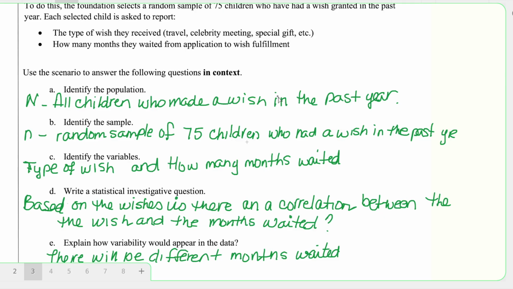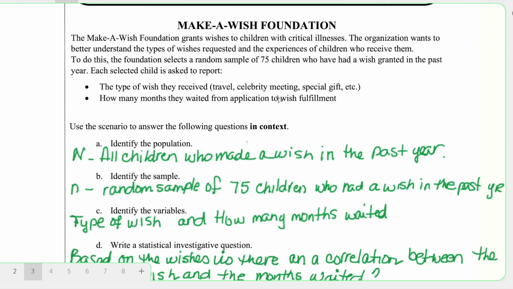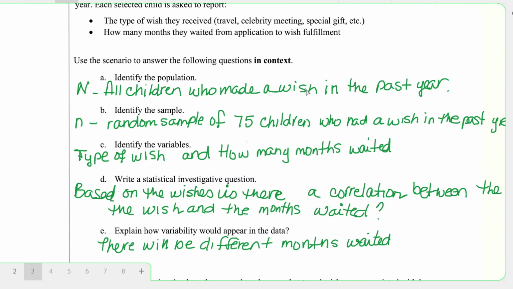Now, think about what you just said. Think about what you have for the variables, the two variables: type of wish and time from application to fulfillment. How should that question be formed? What are you looking for? If you have something different, it's fine, but just make sure it satisfies those three things for a solid investigative question. All right, so D, based on the wishes: is there a correlation between the wish and the months waited? Explain how variability would appear in the data. There will be different months waited.